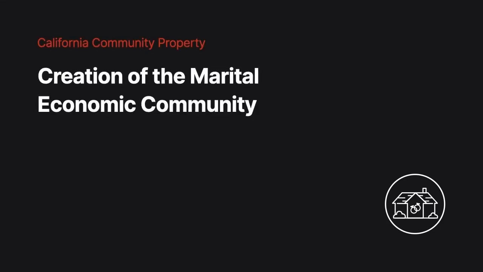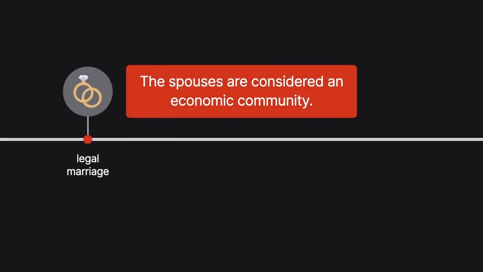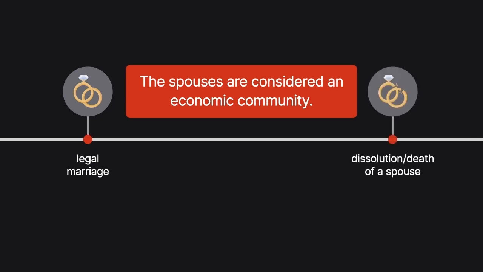The California Family Code contains numerous community property rules. Those rules come into effect when spouses legally marry, at which point the spouses are considered an economic community. That economic community continues until the marriage's dissolution or the death of a spouse.